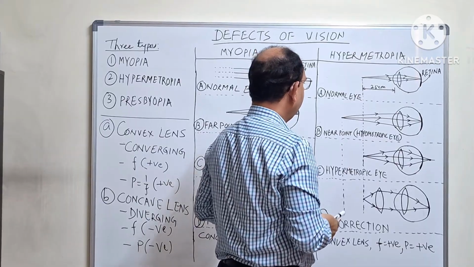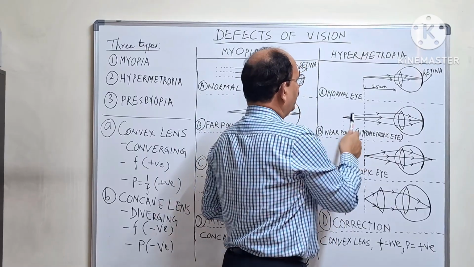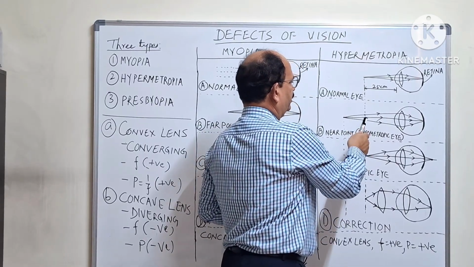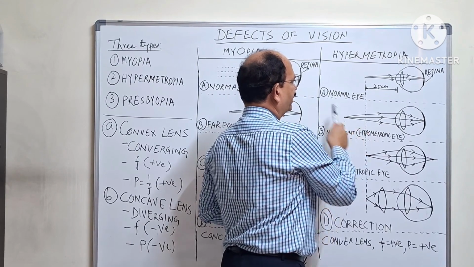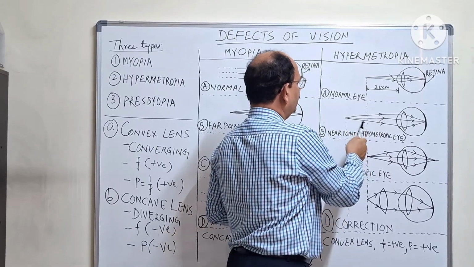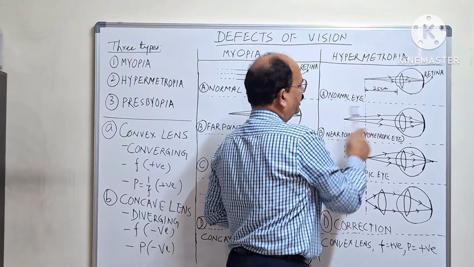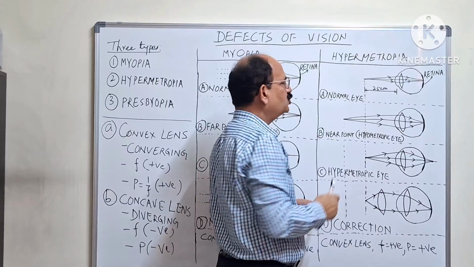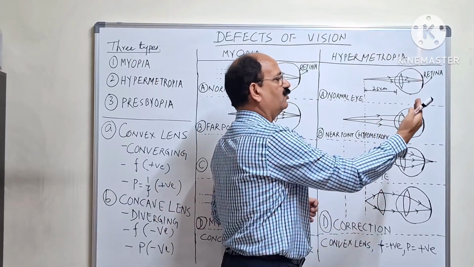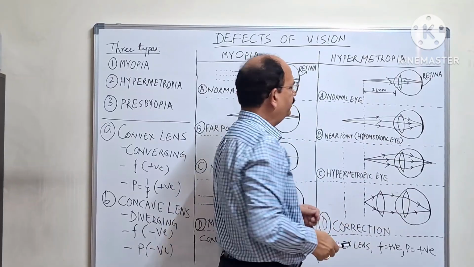Let's look at the hypermetropic eye. What happens is that the near point moves a bit further, okay, not on 25 centimeter, rather a bit more. So then object kept here you can read properly. So those people who have this kind of problem, they will move the book a bit further and then they are able to read properly, right?